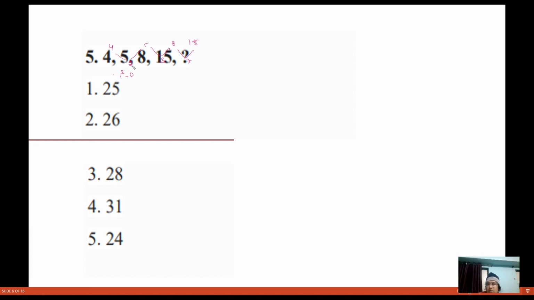1 square minus 0, this one. This 4 is what? 2 square minus 1. This 7 is what? 3 square minus 2. So the next term will be 4 square minus 3. So 16 minus 3 is nothing but 13. So just add 13 to 15. So you'll get 28. Okay, so this is how you can do these kind of questions.